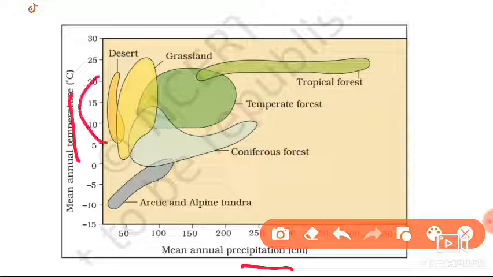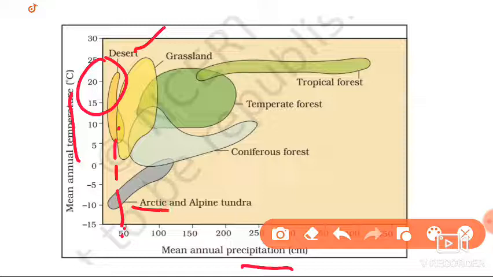Temperature here ranges around 20, 25, 50 degrees, from minimum to maximum level, in the desert. But rainfall is very less here, and the temperature is high. It comes under desert. Rainfall is less and temperature is optimum. That is the desert. It is one of the biomes we can see.